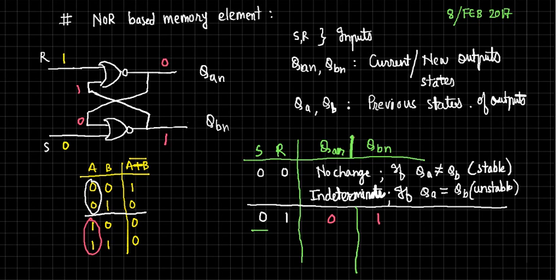Okay, so this is the stable output. Should I write it stable here? So it doesn't matter what the QA and QB are. This is going to be the case always.